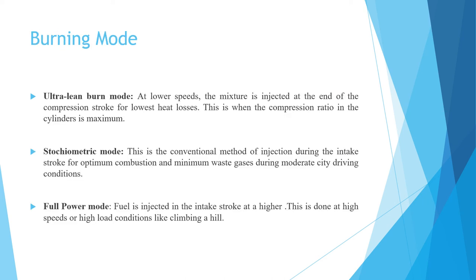Now coming to the burning modes, there are three types: ultra lean burning mode, stoichiometric mode, and the full power mode. What is the ultra lean burn mode? At low speed, the mixture is injected at the end of the compression stroke, for lowest heat losses, and at that time the compression ratio of the cylinder is the maximum. This is the ultra lean burn mode.